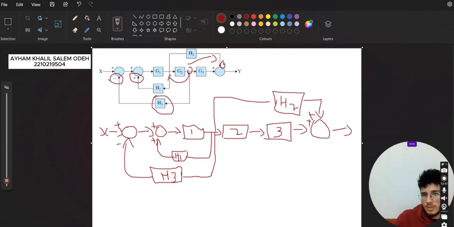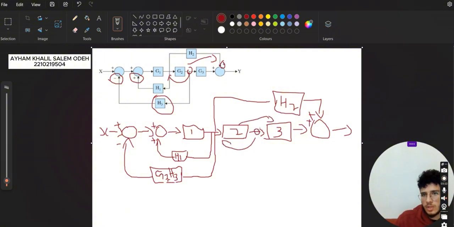Now we forgot something over here, of course. What we're supposed to do is mention the movement that I just made. The movement is as such: G2 and H3, because I've moved the loop from here back to here.